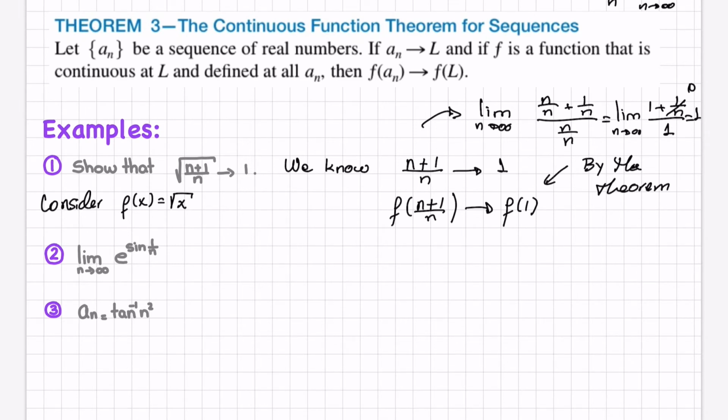we get that. Well, what's f of 1? F of 1 is root 1, which is 1. And what's f of this? Square root of that. And we have proven using the theorem that as n approaches infinity, root of (n plus 1) over n approaches 1.